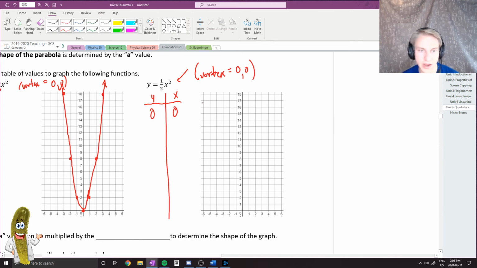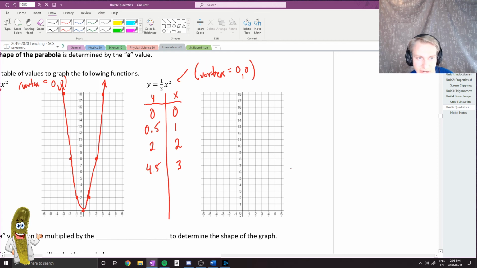If x was 1, well, then 1 squared is 1. So we would get an x value of 1 and a y value of 0.5. If x was 2, 2 squared gives us 4. Half of 4 is 2. If x was 3, 3 squared is 9. Half of 9 is 4.5.